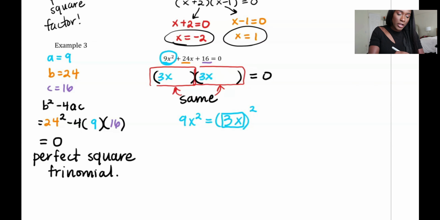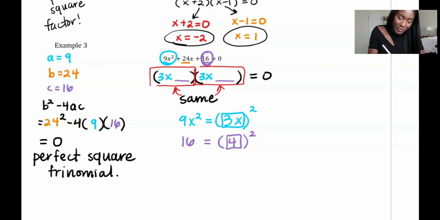Now let's talk about what goes in the second blank, here and here. It'll be the same thing. Look at your last term. The last term is 16. If your discriminant was 0, if you have a perfect square trinomial, that constant term will be a perfect square. It is something squared. It is 4 squared. A positive 4. Plus 4, plus 4.